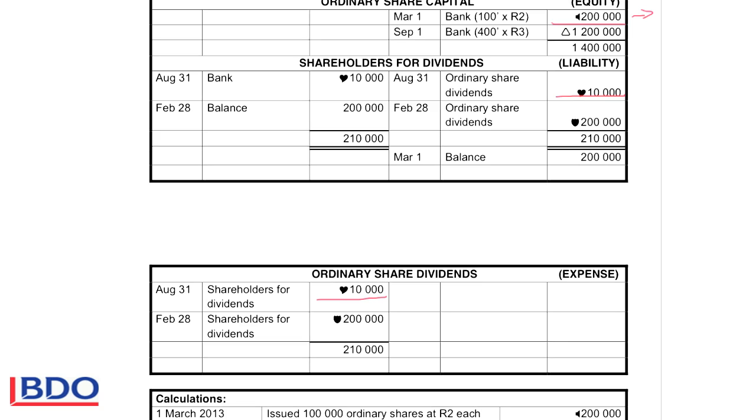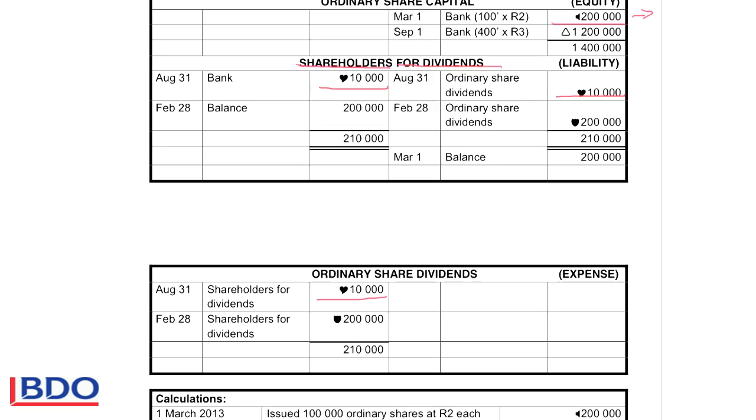The shareholders are the owners of the business. Why do we owe them money? For the dividend. So it means that we have a liability here to the shareholders that the business must pay them money. They're basically like a creditor at the moment, and we indicate why we owe the shareholders money, and it is for the dividends that were declared. Then we will pay out that money immediately, so the bank will be credited and the shareholders for dividends is debited to cancel out the debt so that we can show that no money is outstanding.